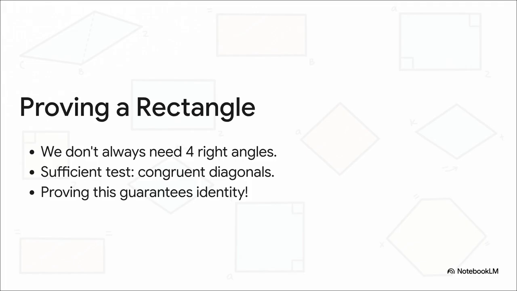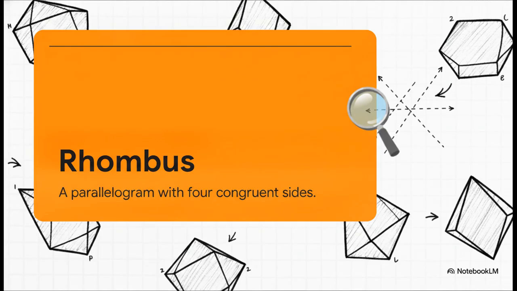For instance, high school geometry standards tell us that if you already know a shape is a parallelogram, just finding out that its diagonals are congruent is enough evidence to prove it's a rectangle. A sufficient test guarantees the shape's identity without you having to go around checking every single angle. It's basically a legally approved geometric shortcut. And similarly, let's look at the rhombus. The baseline definition here is simply a parallelogram with 4 sides of equal length. That is the core requirement. If you can prove that or find a sufficient test for it, boom, you've cracked the case.